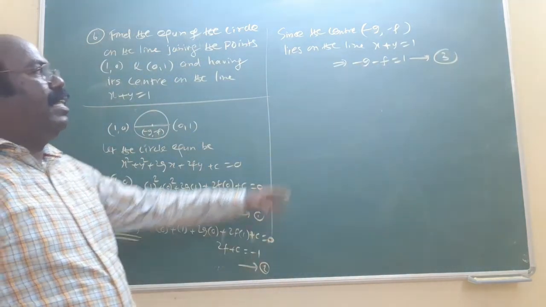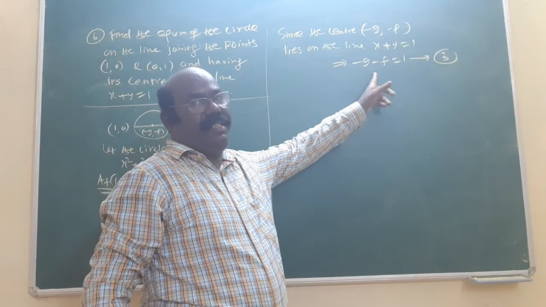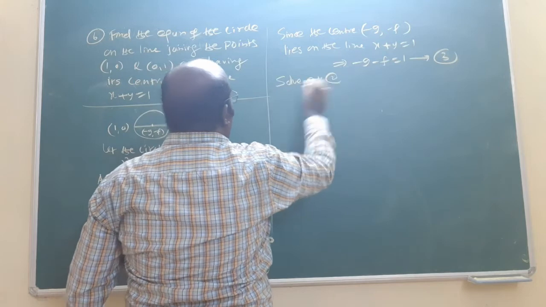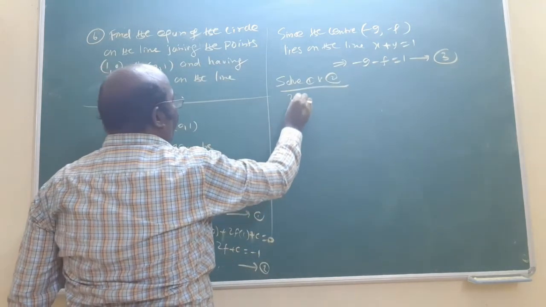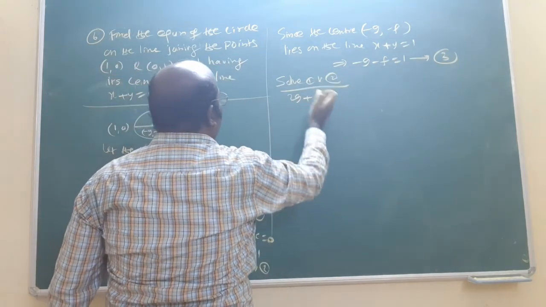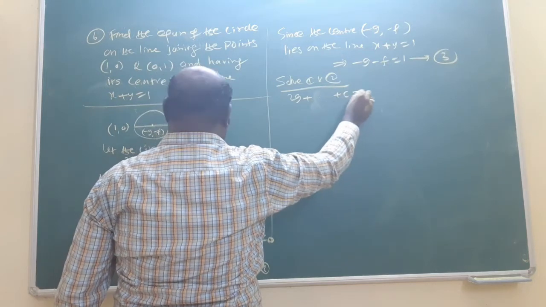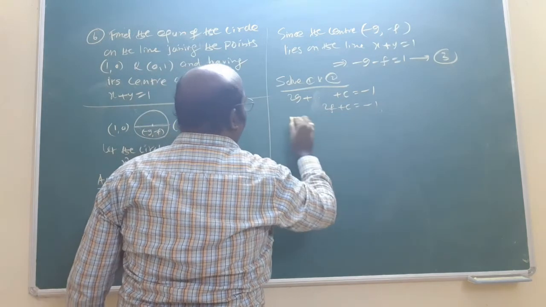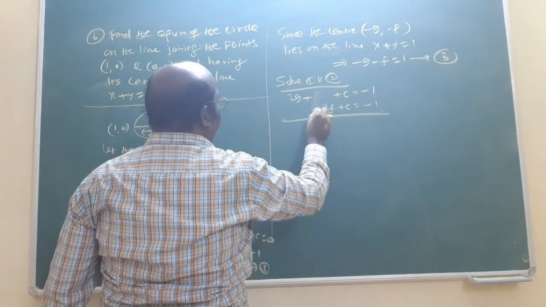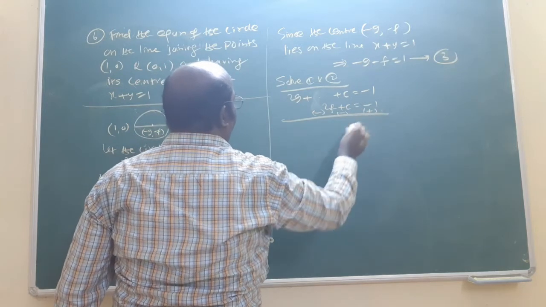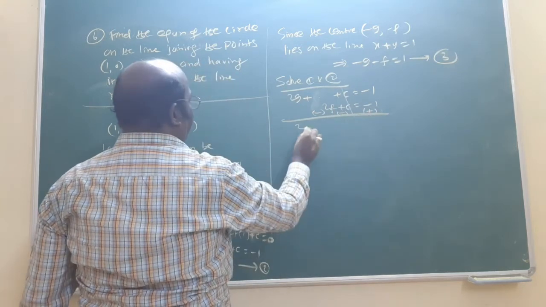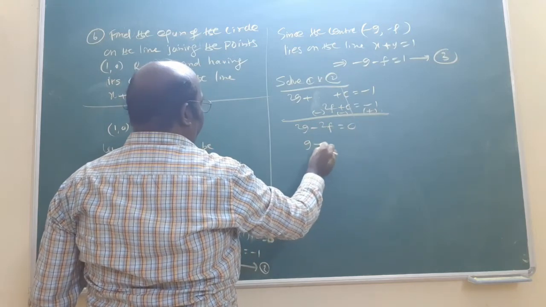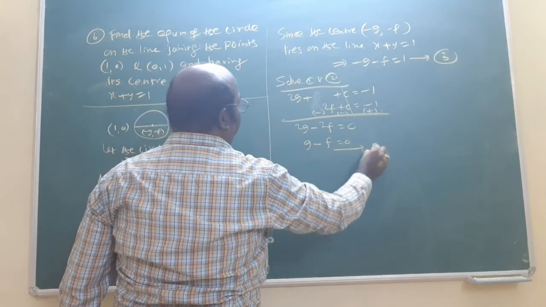Now listen here. The third equation does not involve c. That's why solve 1 and 2 and eliminate c. The first is 2g plus c equal to minus 1, and the second is 2f plus c equal to minus 1. Change the sign, and c will be cancelled. We get 2g minus 2f equal to 0, so g minus f equal to 0. This is the fourth equation.